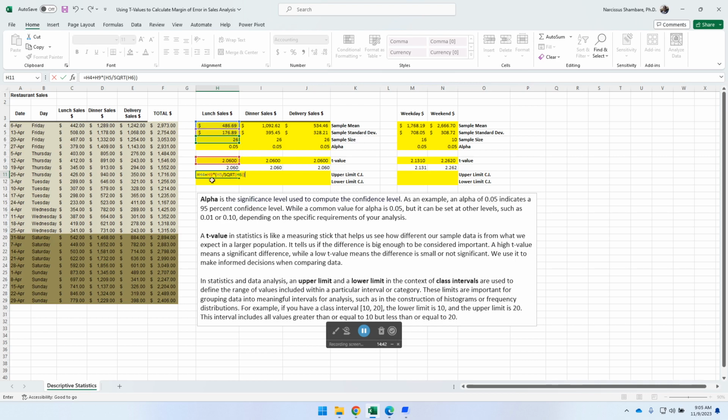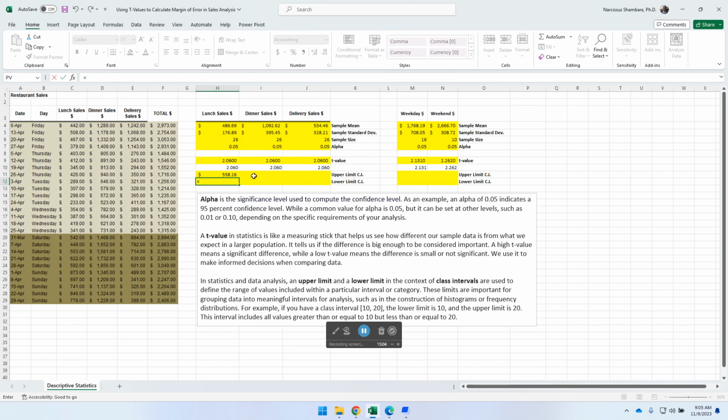And it's that standard error that we're actually multiplying with the new value that we got after adding the t-value to the average or to the sample mean. Right, so once we've done that, we are good to copy this across. But anyway, before we do that, we can go ahead and calculate also the lower limit.